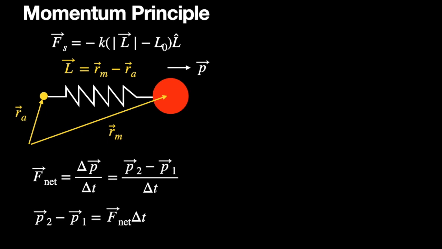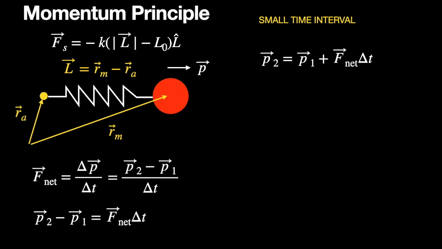They are vectors though. So I can multiply both sides by delta T, and I flip the sides just to make it easier. And then I can add P1 to both sides. Now here is, there you go. I put that out of order. So I get P2 equals P1 plus F net delta T. That's from the momentum principle.